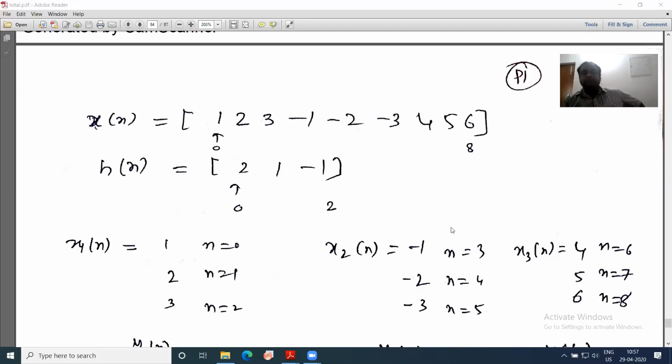Somebody asked me to give this example, that's why I have given it. So I have no doubt so far in the overlap and add method, and you should be in a position to solve any such problem.